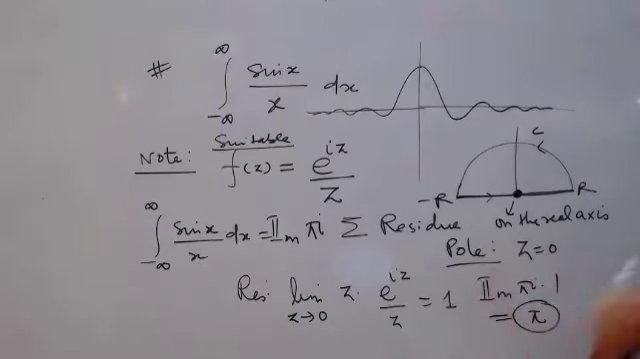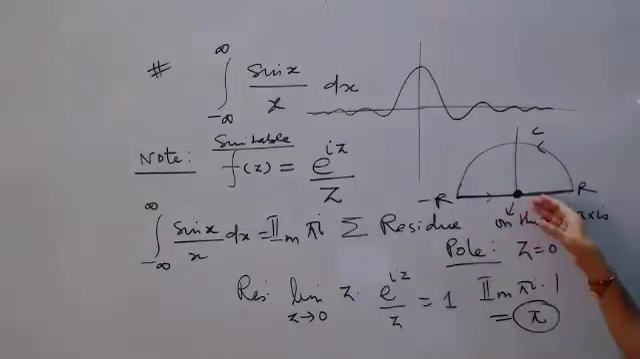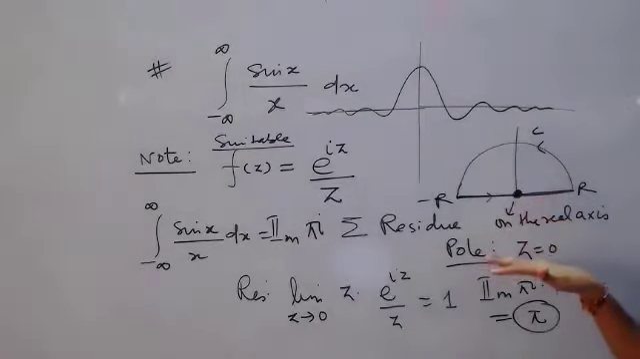So again, you will have to go back to 3 or 4 classes. I told you that when the pole lies on the contour, its weightage will be halved.